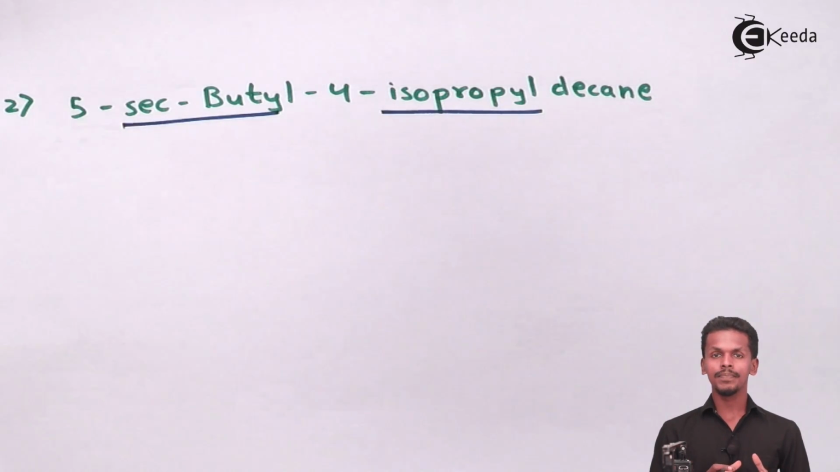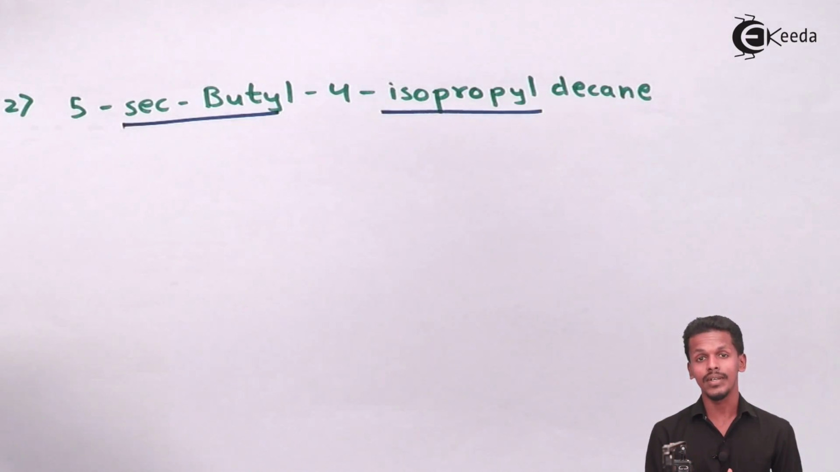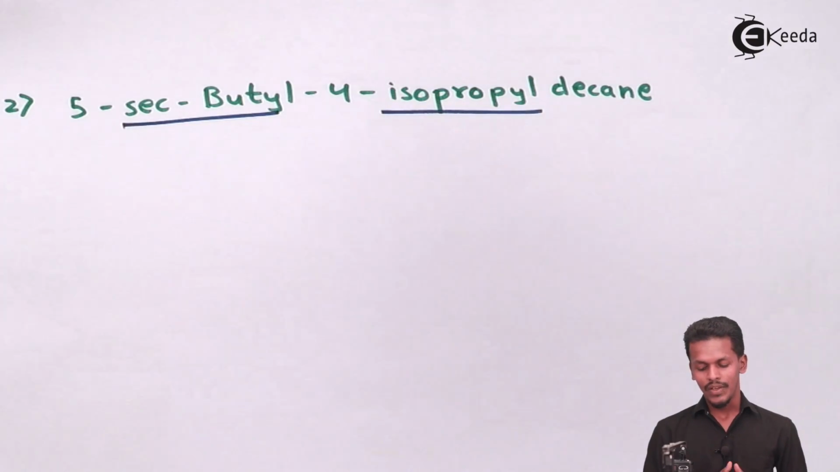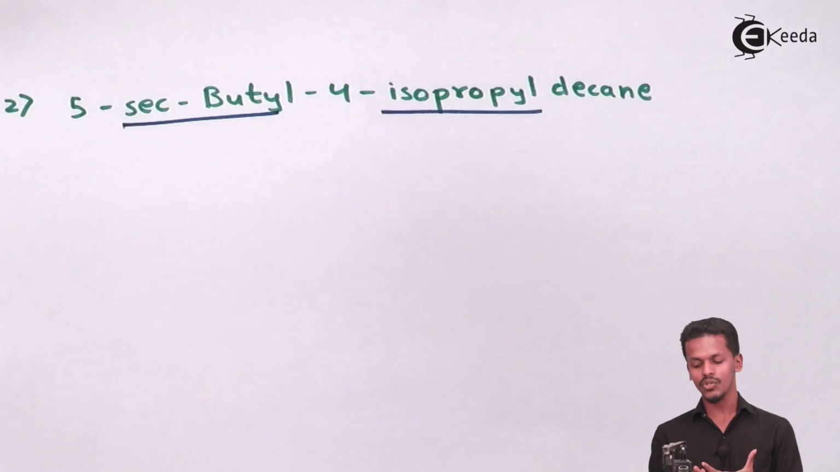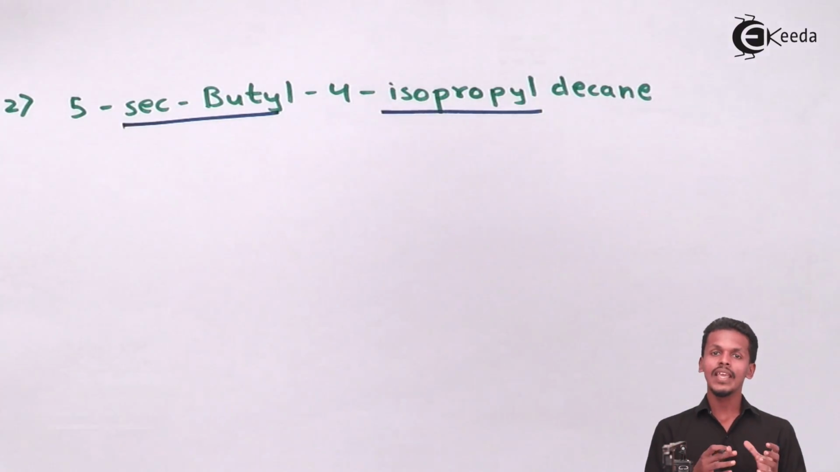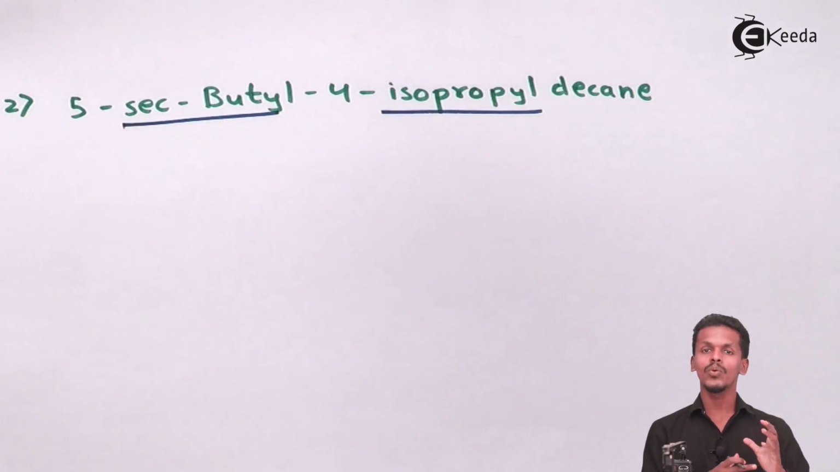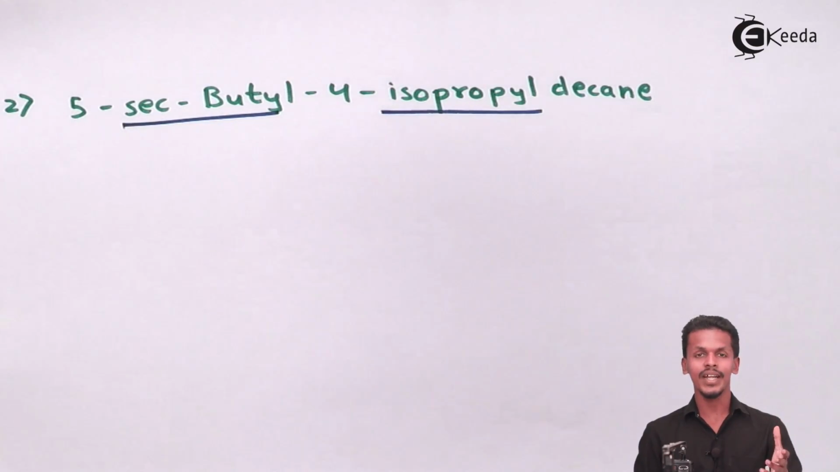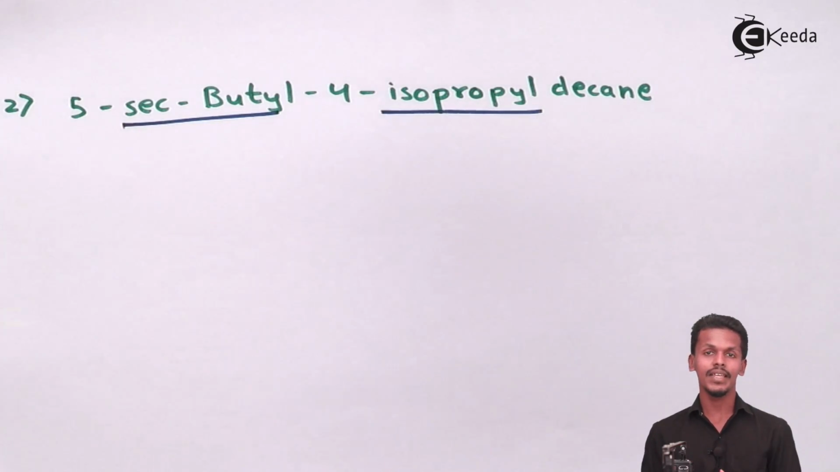Before placing these substituents on the main chain that we will draw, we have to first analyze what the structure of secondary butyl and the structure of isopropyl would be. Only then can we easily attach them as a side chain or substituent on the parent hydrocarbon, that is decane. So let us first see how we can write the secondary butyl structure.